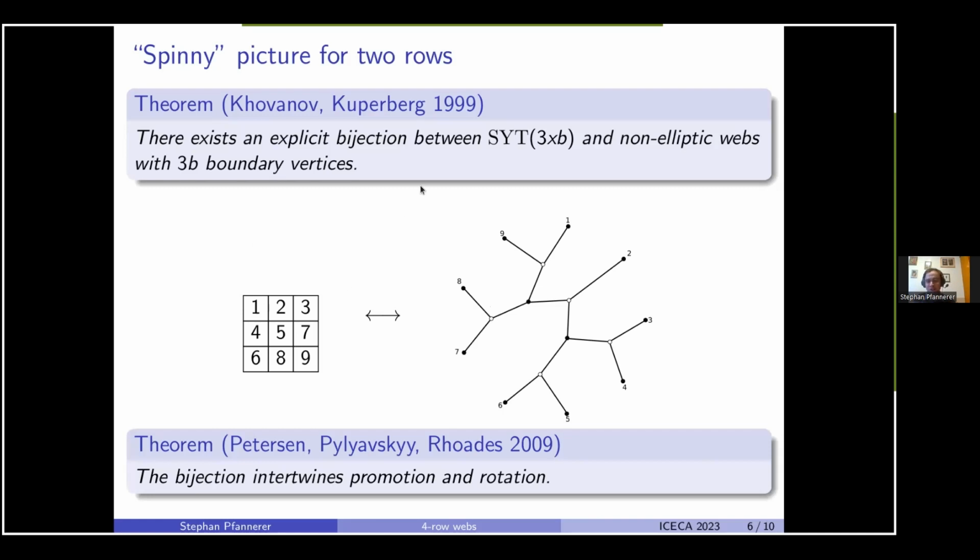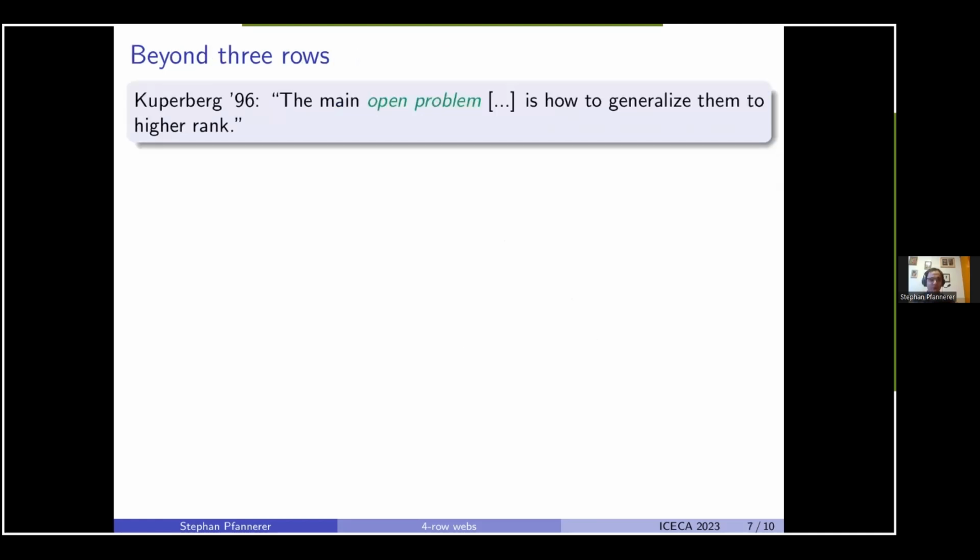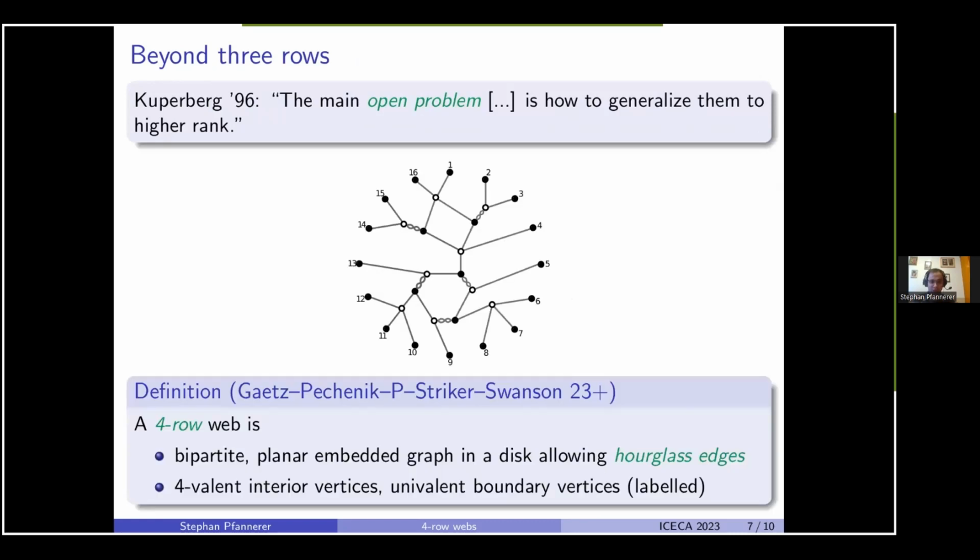And remember, my original title was something about SL4 webs. So these here would be SL3 webs, and there's some huge algebraic story behind it about invariant theory, but I don't want to talk about this algebra too much here. Now the question is what's going on beyond 3 rows. In Kuperberg's first work from the 90s, he said that the main open problem is to generalize his webs and also the algebraic story behind it to higher rank, to more and more rows. And this is something that I've done with Christian Gaetz, Oliver Pechenik, Jessica Striker, and Joshua Swanson.